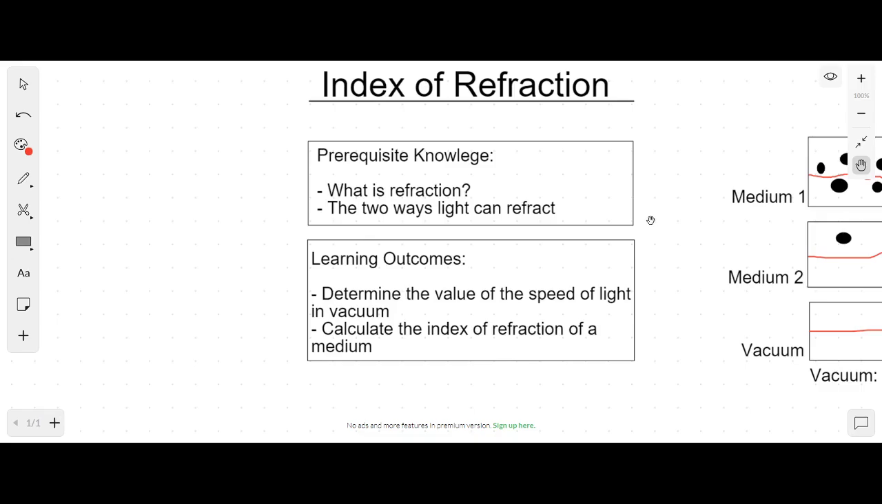What we're going to do in this lesson is determine the value of the speed of light in vacuum and calculate the index of refraction of a medium.